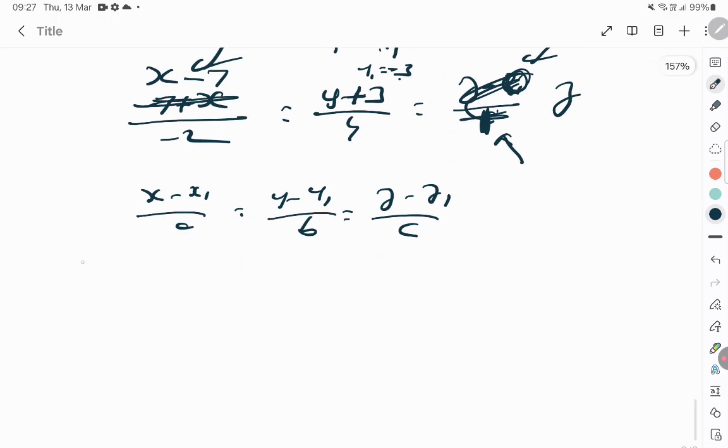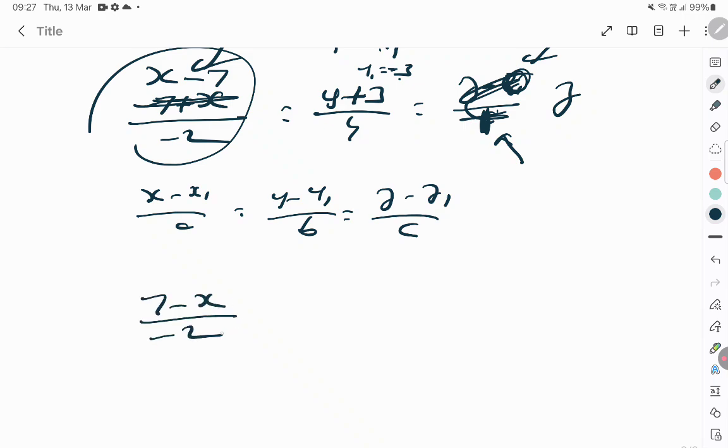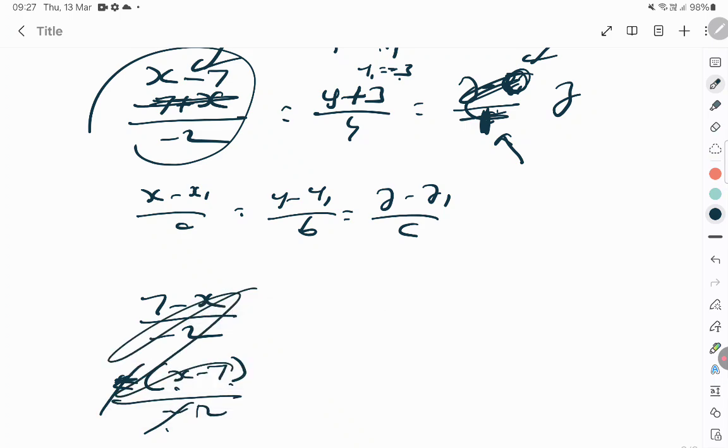So whenever it's not in the right format, you should convert. Supposing they give you (7 minus x) by minus 2. You know it has to be x minus x1. So you write minus of (x minus 7), take that minus and divide it by the minus here. So it will be (x minus 7) by 2, that is, (x minus x1) by a. You understand? Like that you should comfortably convert it into the right format. Are you clear?